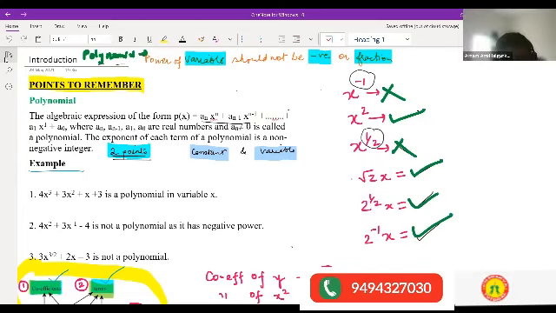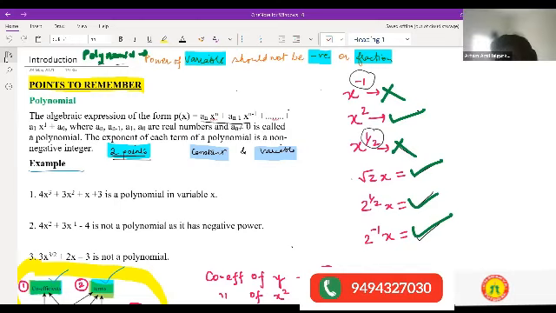Yes, sir. Tell me the basics of polynomial. What is a polynomial and how do you identify whether it's a polynomial or not? Sir, the power of the variable should not be negative, and it should not be a fraction, for example 1 by 2. It should not be like that. So how can you identify that?